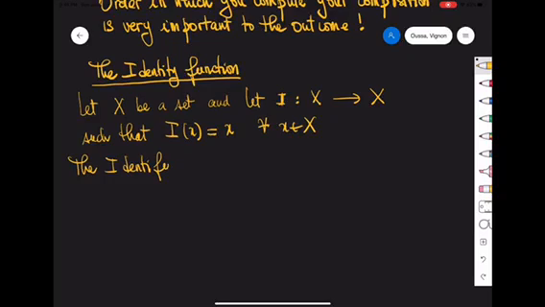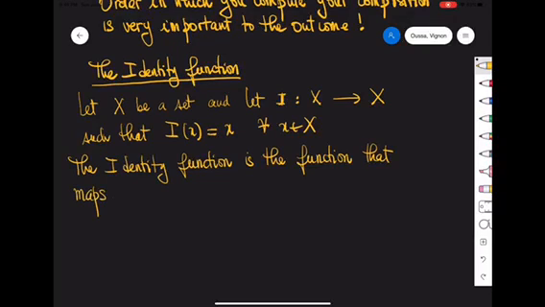The identity function is the function that maps every element to itself.